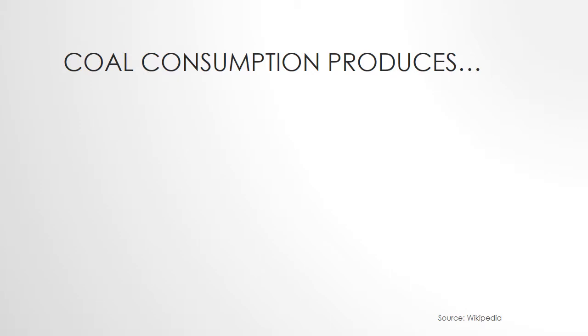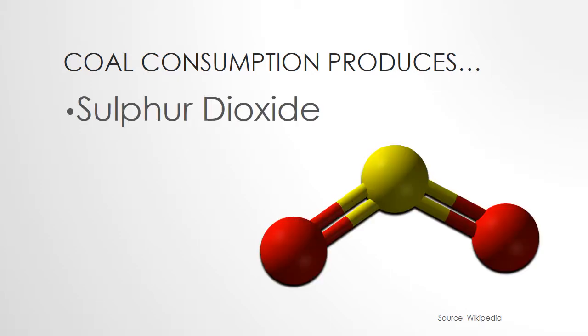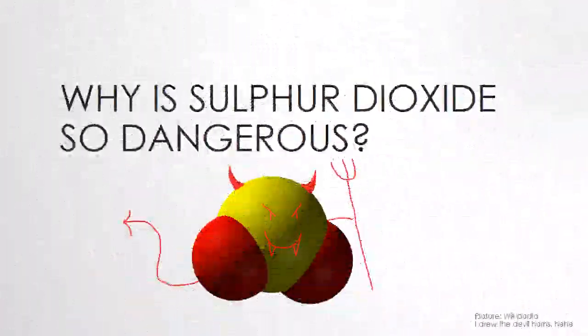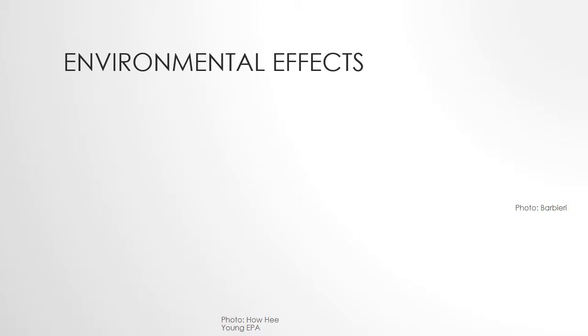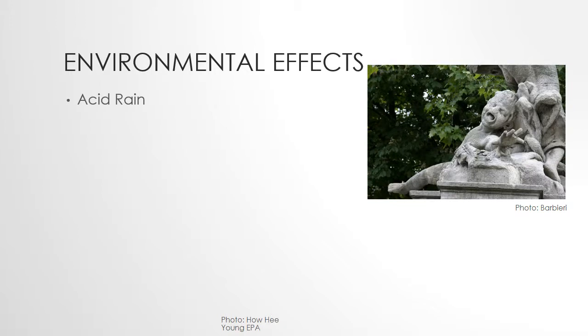Now, what exactly does coal consumption produce? Sulfur dioxide. And what makes sulfur dioxide so dangerous? The environmental effects of sulfur dioxide are so detrimental. For one, acid rain. Acid rain is caused by sulfur dioxide emissions. It is unusually acidic because it possesses elevated levels of hydrogen ions. Acid rain is dangerous in that it harms plants, aquatic animal life, and also infrastructure.